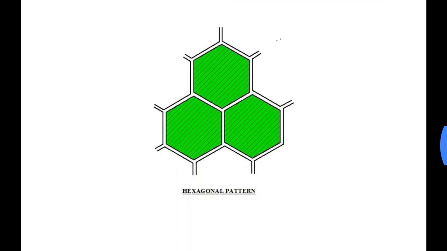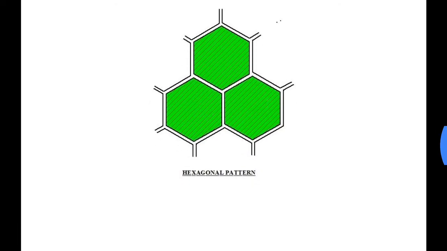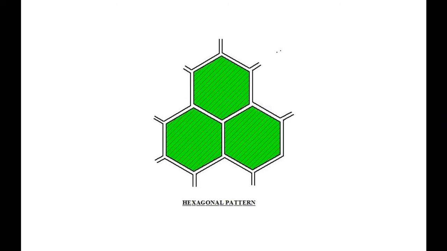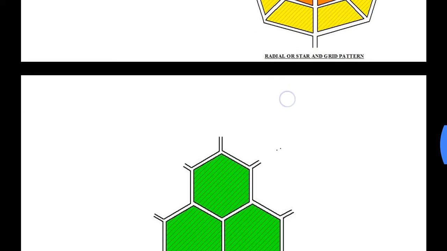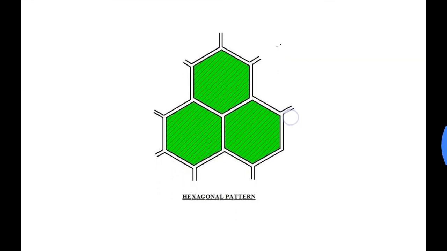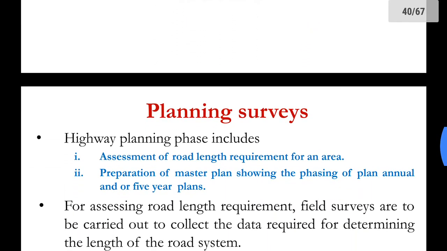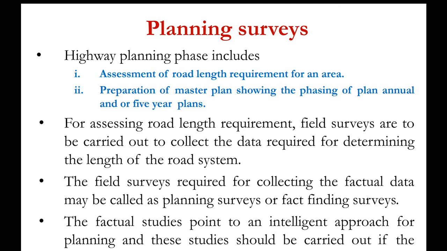And the fifth one is hexagonal pattern. Here the built up area would be in hexagonal shapes, and the roads which are connecting these areas would be like the circumference of a hexagon. So these are the different types of road patterns that we use during town planning or road network planning. The next topic to be discussed is planning surveys. We will discuss this in the next lecture.